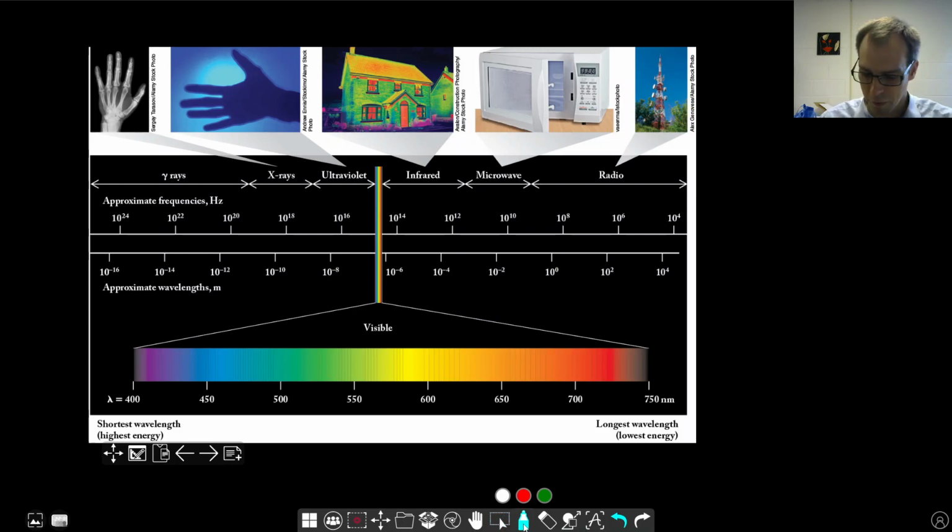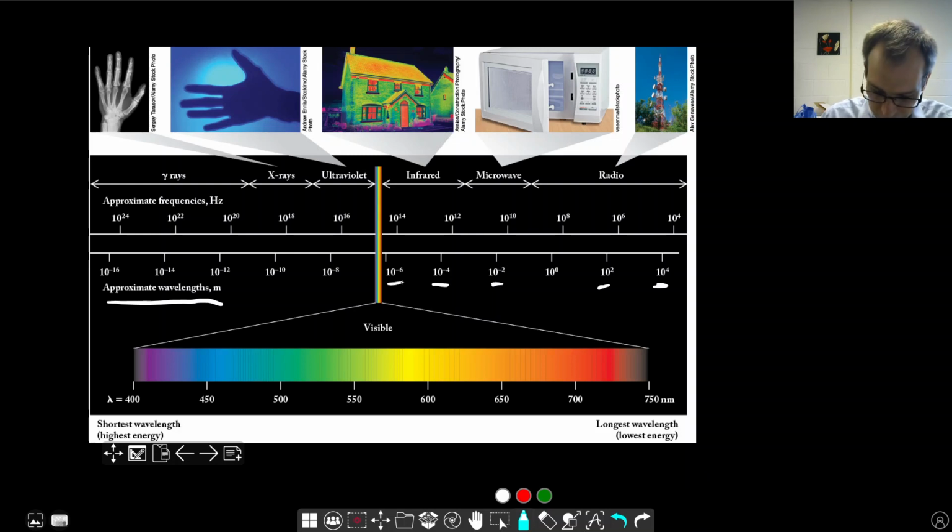So going from the right-hand side, we have the longest wavelengths. The wavelengths are down on the bottom here. So these are like 10 to the fourth, 10 to the second. These are like 1,000, 10,000 meters in terms of wavelength, which is really, really big. These are radio waves. And as we get shorter, we get microwaves here in the 10 to the minus 2 meter range. Then into the infrared, my favorite part of the spectrum, here in the 10 to the minus 4 to 10 to the minus 6.